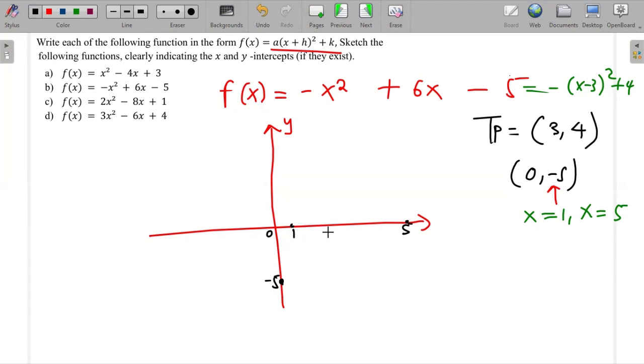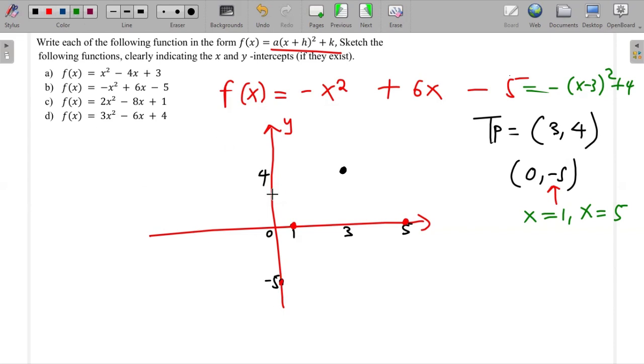So definitely the 3 is between 1 and 5, right? So maybe the 3 is somewhere there. And then when I go to the y, my 4 can be somewhere there. So my (3, 4) will be somewhere there. That is my turning point. And then these are my x-intercepts and the y-intercept.